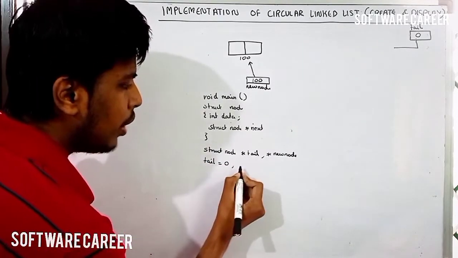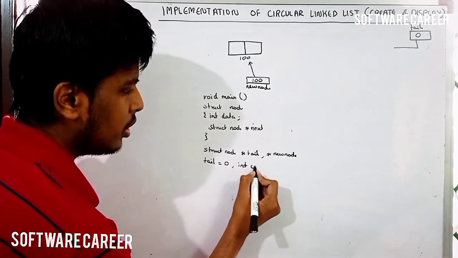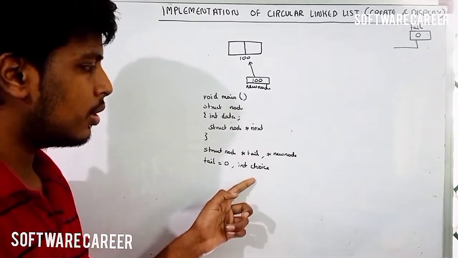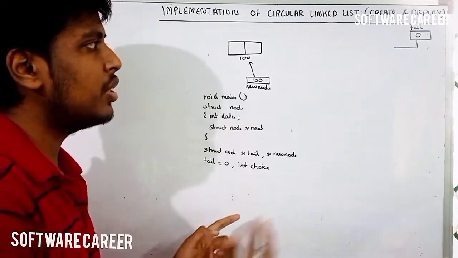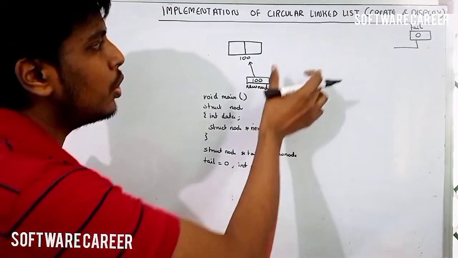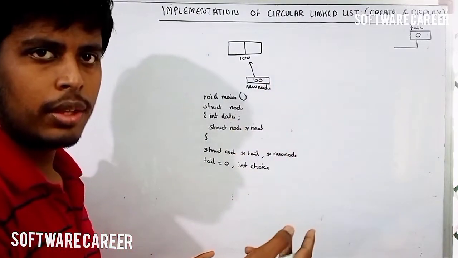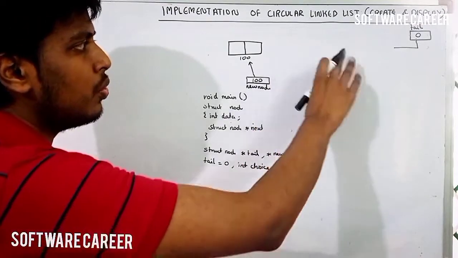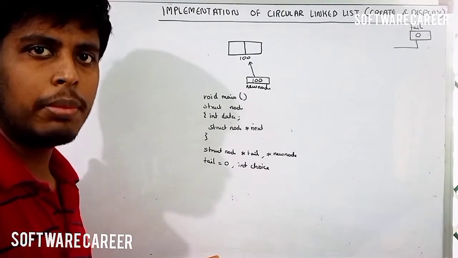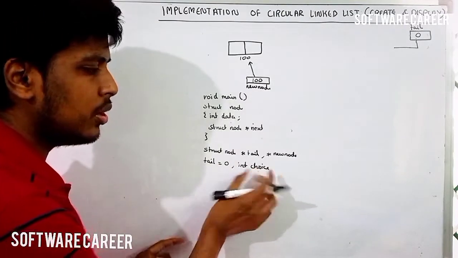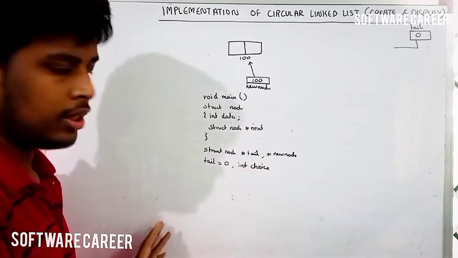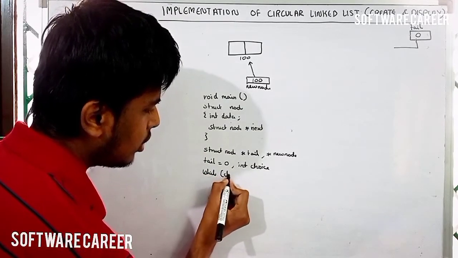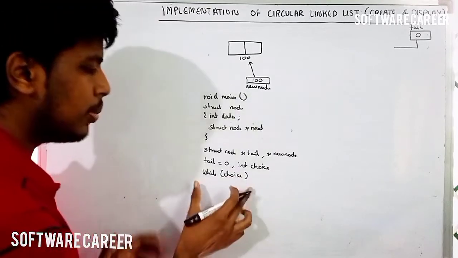Now I am taking another variable called choice. What is this variable choice? This is the question which you are asking the user: whether you want to create a node or not. If he says yes, you want to create. If he says no, you don't want to create. That yes or no is a choice made by the user, and that choice is stored in this variable. That's why I am creating choice. Now this is while choice. This I will explain later.